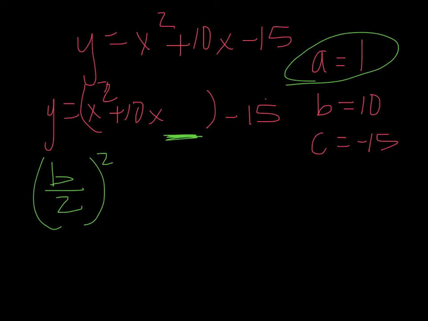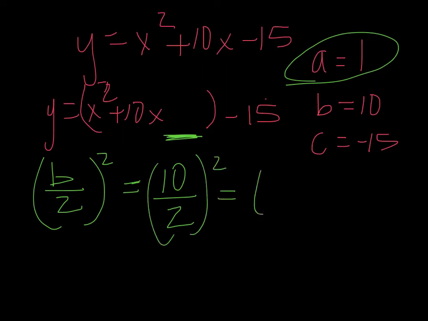Most people can remember how to find a new c. Well, in this example, b is 10, divided by 2 and squared. So I have 10 divided by 2, which is 5, and squared, so my new c is going to be 25. But in math, you can't randomly just add 25 to one side of an equation. You can add 0 all day long. So if I want to add 25 inside the parentheses, I have to subtract the 25 as well.